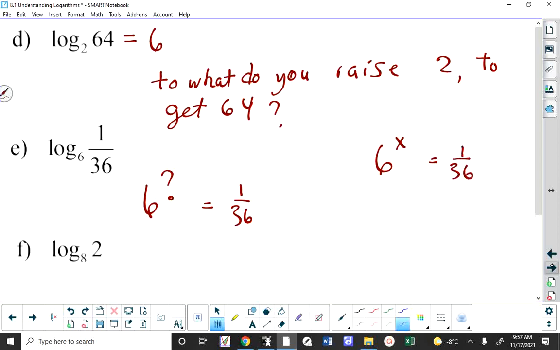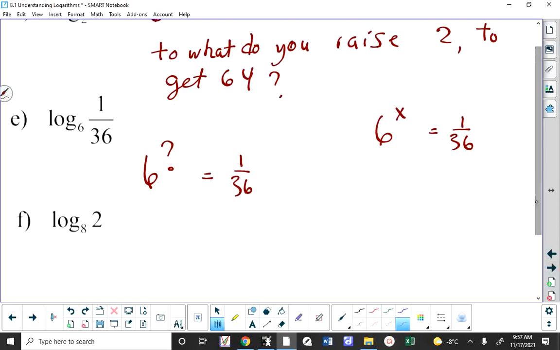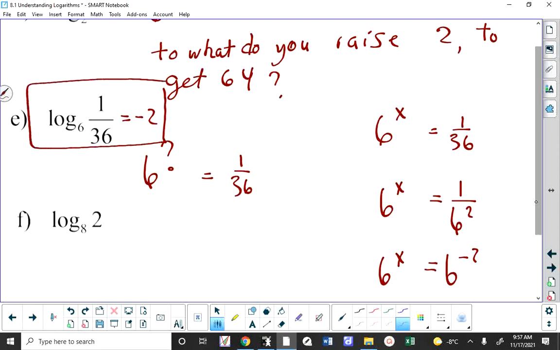Can I write these two things with the same base? Yes, base 6, because 36 is 6 squared. Now, it's not quite at the stage where I can drop the bases because I have 1 over, but I can write this as 6 to the x equals 6 to the negative 2, which means log base 6 of 1/36 is negative 2. Is that what you thought? Okay. Ben, is that what you had in your head?